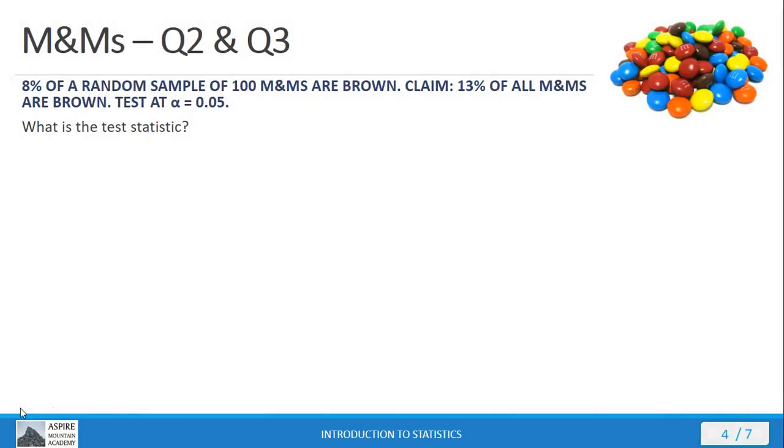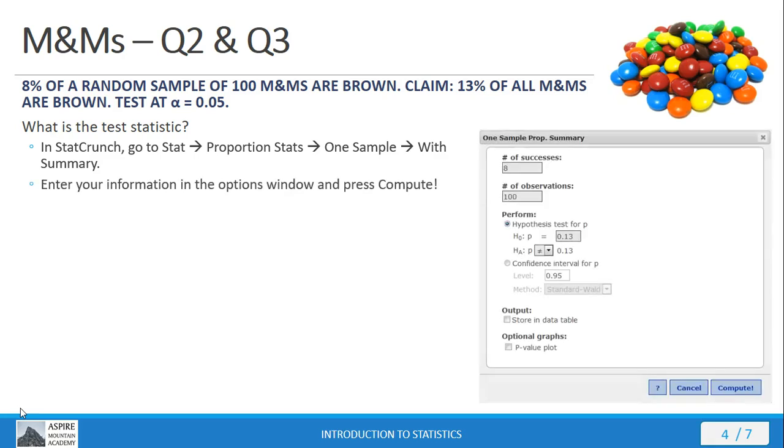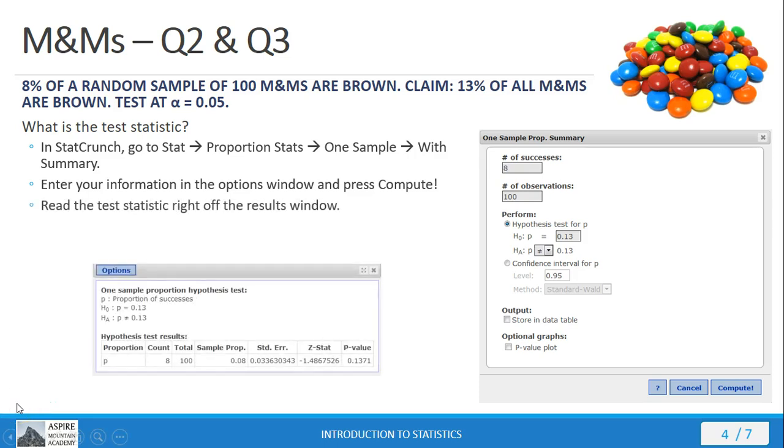So moving on to the next question, what is the test statistic? Well, we're going to StatCrunch. So go into Stat, Proportion Stats, one sample, because we've got just the one sample, with summary, because we don't have data, just summary stats. So here in our options window, notice we've got 8% that we actually found were brown. So that's the 8 out of 100 that we're putting here up top. And then these fields here for hypothesis test are matching the null and alternative hypothesis that we just determined a moment ago. So we put that in, press compute.